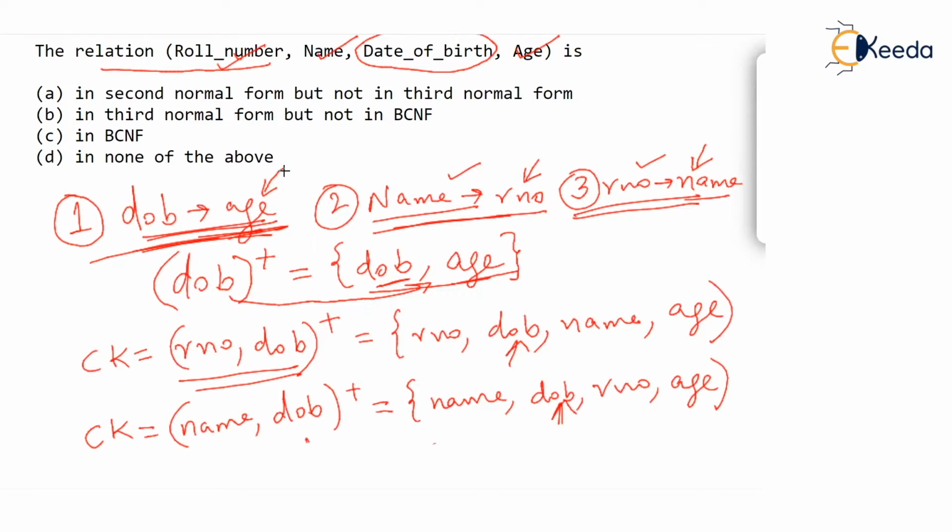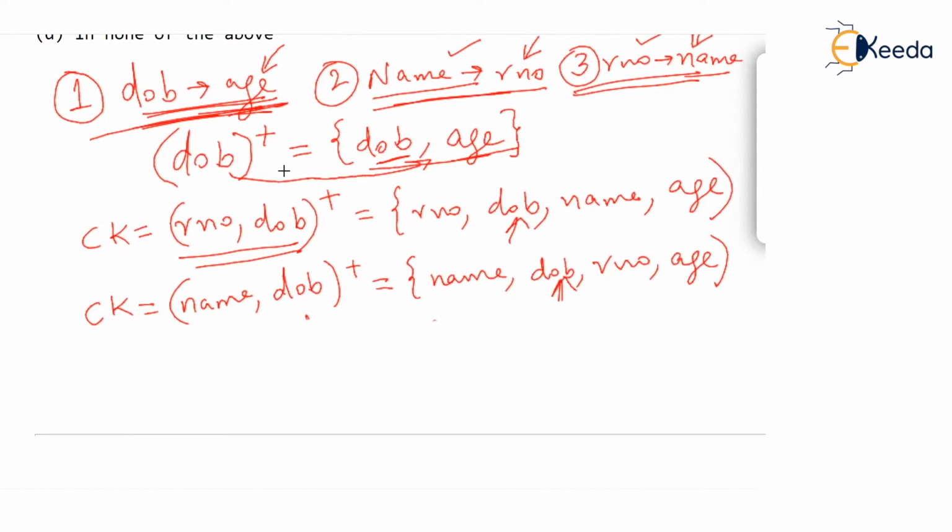Whenever you are asked about second normal form, third normal form, BCNF, you always better check from the highest normal form. That is, you check from BCNF. Now, what is the rule for BCNF? Every non-trivial dependency X determines Y should be such that left hand side must be a super key, that is or candidate key, isn't it? Because candidate key is also a super key.